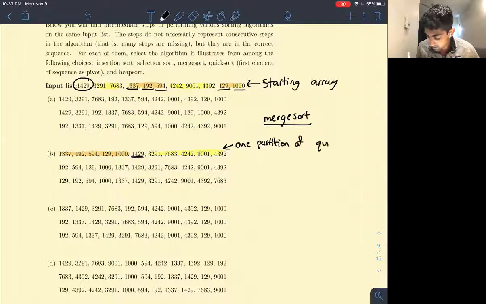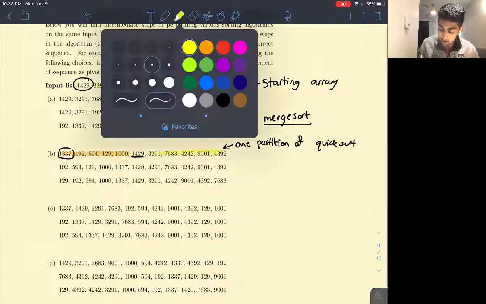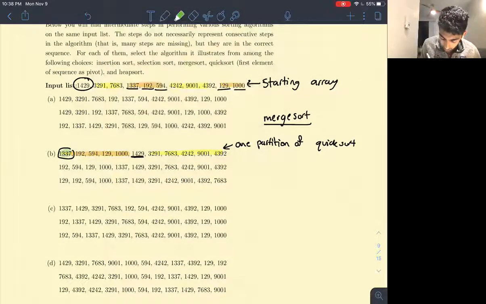of quicksort. So continuing with that logic, what we could then realize is that 1337 would be the next pivot here on the orange section. And indeed, what we do is we move 1337 in this new position, and then we copy the remaining orange like so. Similarly, what we can see is that making 3291 the pivot doesn't really change anything.